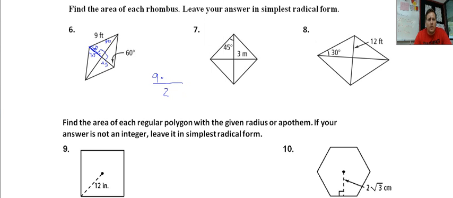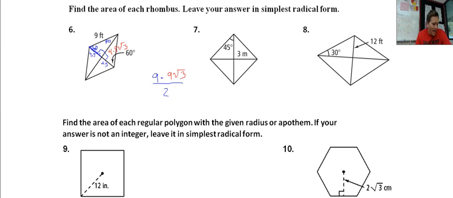So if I'm looking at the same triangle, if this is 30 degrees, I'm going from 30 to 60, well, this is going to be 4.5 rad 3. From 30 to 60. And again, that's only half of it, so I times that by 2, and this is going to be 9 rad 3.